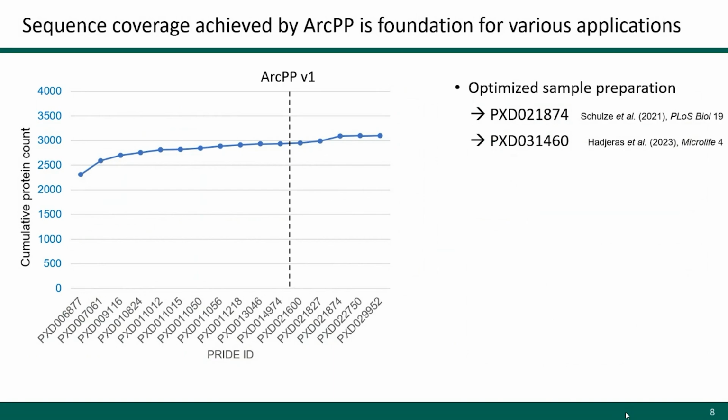It also helps us with sample preparation. We can compare the different data sets and see how they were generated, which sample preparation they used to get the highest proteome coverage. Also, for example, at this step here, after we had done the first version of the Archaeal Proteome Project, we generated a new data set based on the improved sample preparation that we learned from this, and could increase our protein coverage quite a bit there.